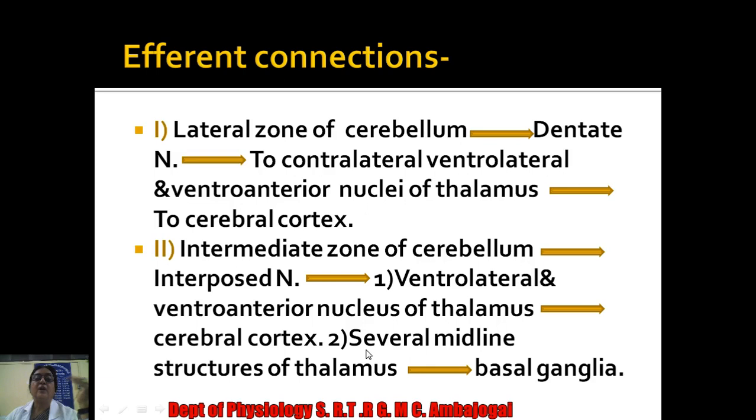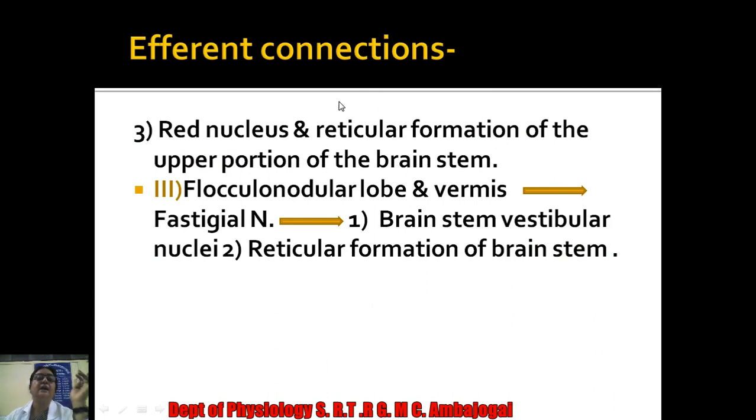Second, for the execution of motor activity, these signals are also given to the several midline structures of the thalamus and also the basal ganglia. I have already told that the basal ganglia and cerebellum act as assistants while performing motor activity. And third, from this intermediate zone, information is also conveyed to the red nucleus and reticular formation of the upper portion of the brain stem.